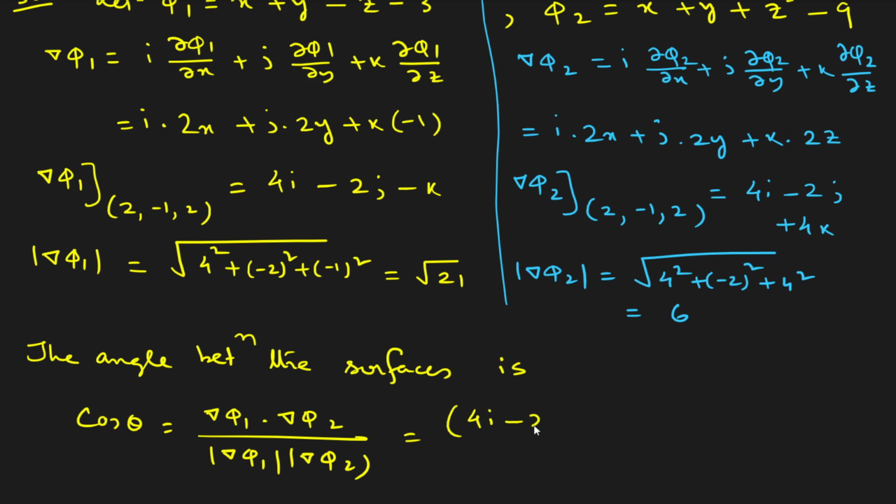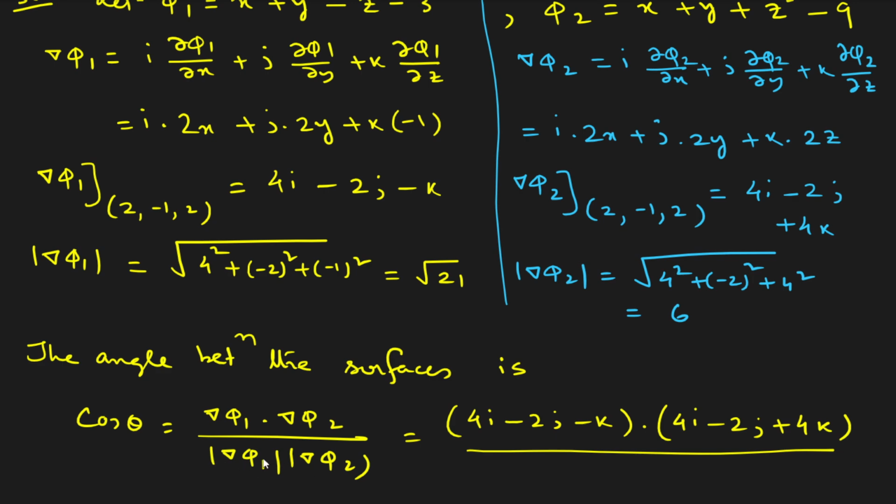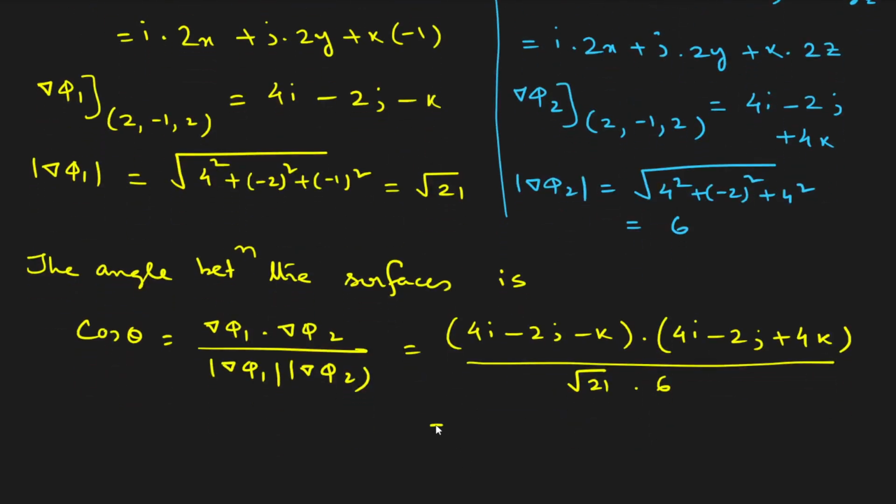Gradient of phi 1 is how much? 4 i cap minus 2 j cap minus k cap, okay, dot 4 i cap minus 2 j cap plus 4 k cap, divided by magnitude of gradient phi 1, which is root 21, and this is 6. So just find the dot product. When you find the dot product, 4 4 is 16, minus 2 is plus 4, minus 1 and plus 4 is minus 4, divided by 6 root 21.